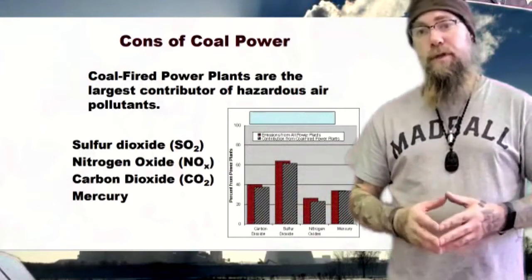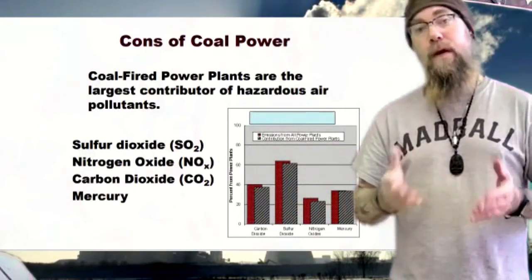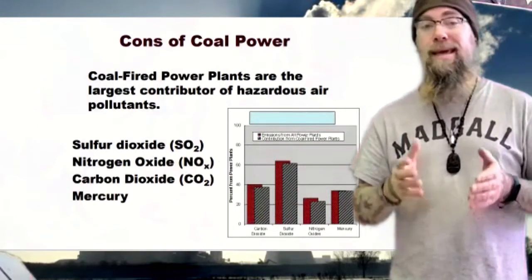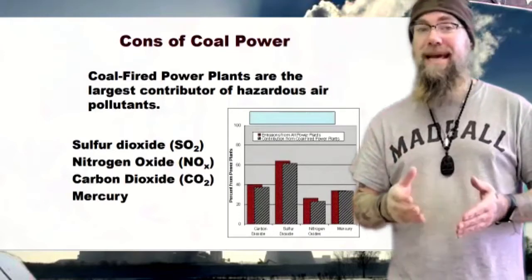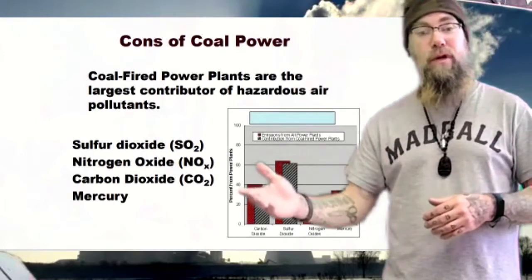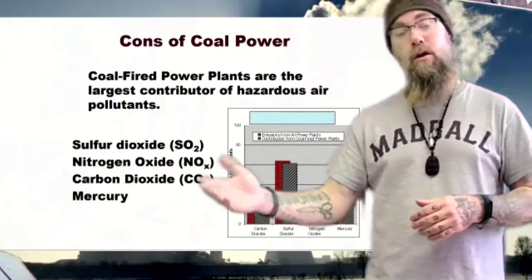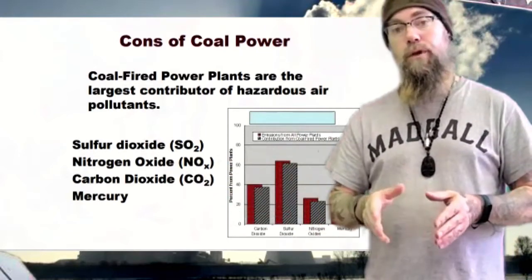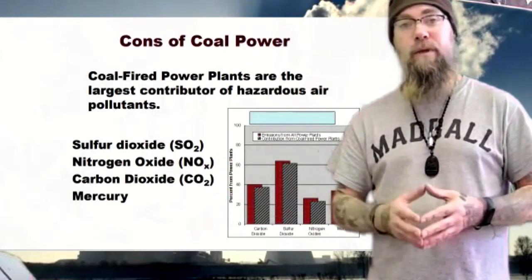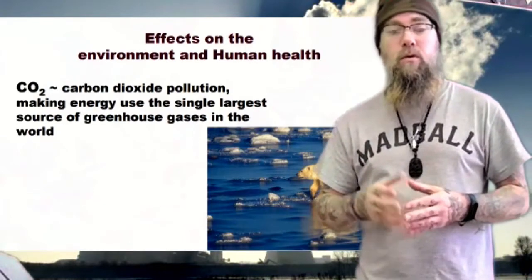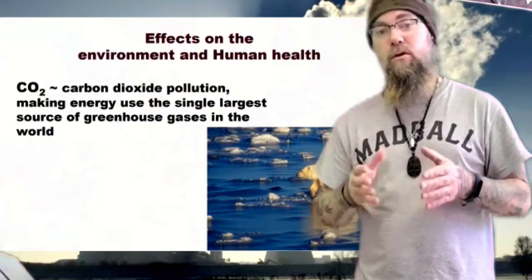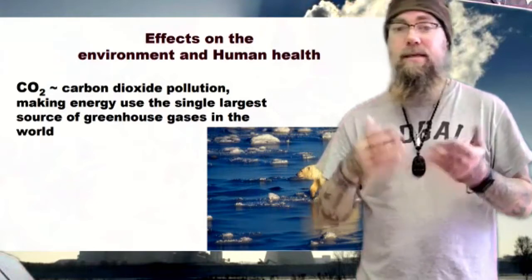But there are many cons, or disadvantages, to using coal power. It's a fossil fuel, meaning it's non-renewable. And it's one of the largest contributors to hazardous air pollutants, including sulfur dioxide, nitrogen dioxide, carbon dioxide, and mercury, all of which are hazardous to humans and the environment. One of the byproducts of burning coal is carbon dioxide. This is the single largest source of greenhouse gases in all the world.